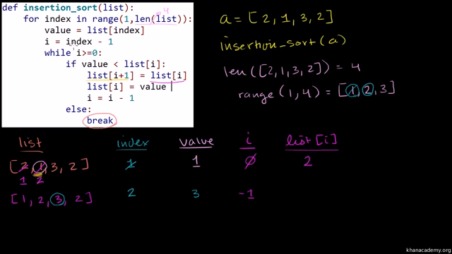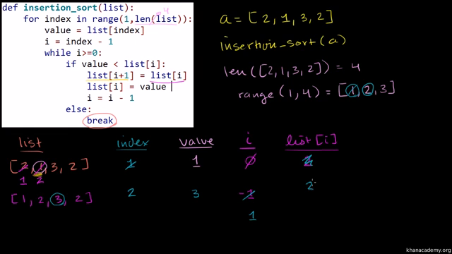I is going to be index minus 1. Index is 2. 2 minus 1 is 1. So this is now 1. And we say, while I is greater than or equal to 0. Well, it's clearly greater than or equal to 0 now. Say if value is less than the ith element in list. So the value is 3. And is that less than what's at list I? So what's in the first element? Well, it is still a 2. If we look at the ith element in list, I is 1, it is still 2.